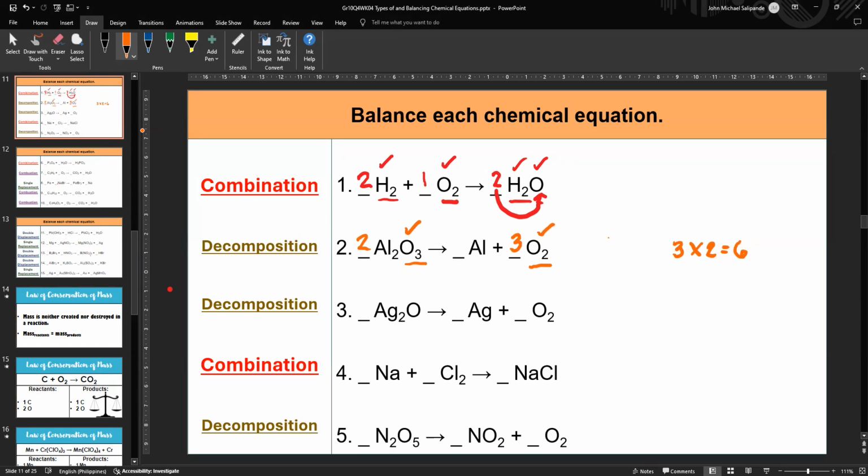Now, kung naglagay tayo ng 2 sa Al2O3, damay si aluminum. So now, aluminum atoms on the reactant side contain 2 times 2 equals 4. There are 4 atoms, while on the product side, there's only 1. So to make the number of aluminum atoms on the product side 4, we have to multiply this one by 4.